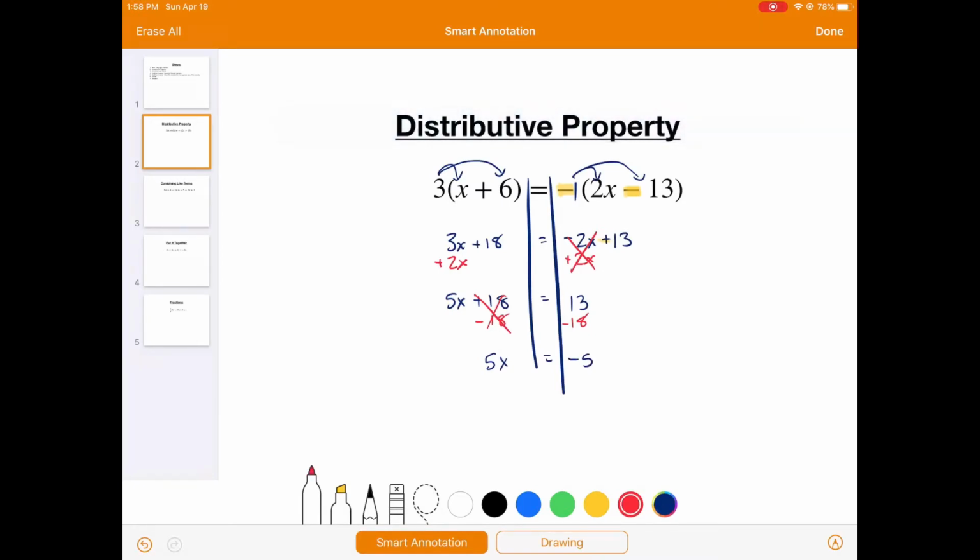And then my last step is just to divide. So I'm going to divide by my coefficient of 5, and that leaves me with an answer of x is equal to -1. And then I'm done. If you want to check your work, you can plug that back in, and what you get on the left-hand side of the equation should be equal to what you get on the right.